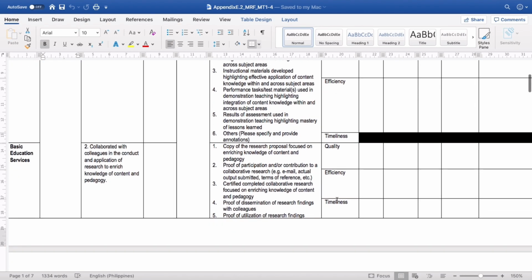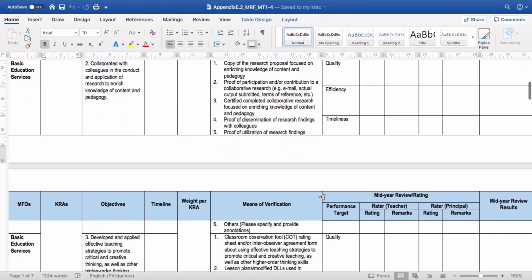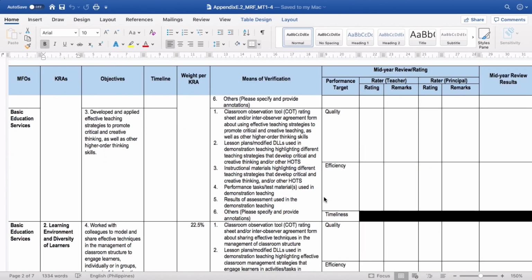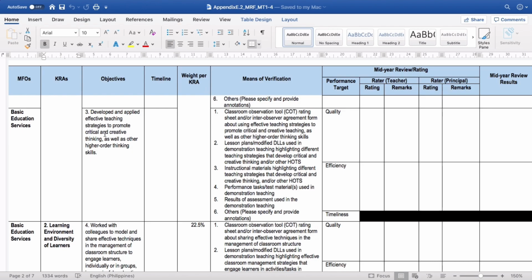Now, let's proceed to objective number 3. Develop and apply effective teaching strategies to promote critical and creative thinking as well as other higher order thinking skills. So, ano yung mga MOVs dito? COT, lesson plan, instructional material, but you need to highlight the different teaching strategies that develop critical and creative thinking.